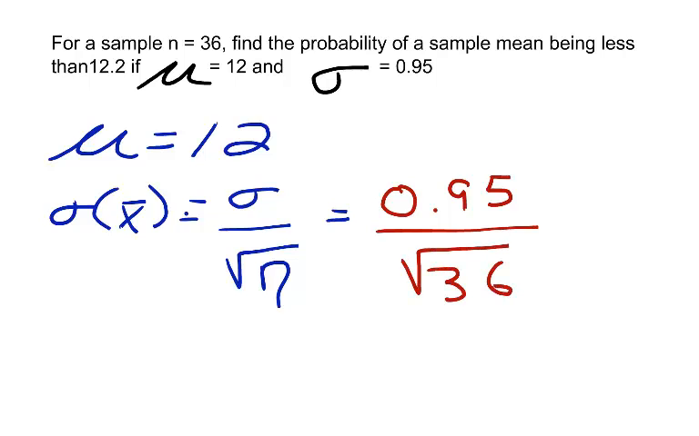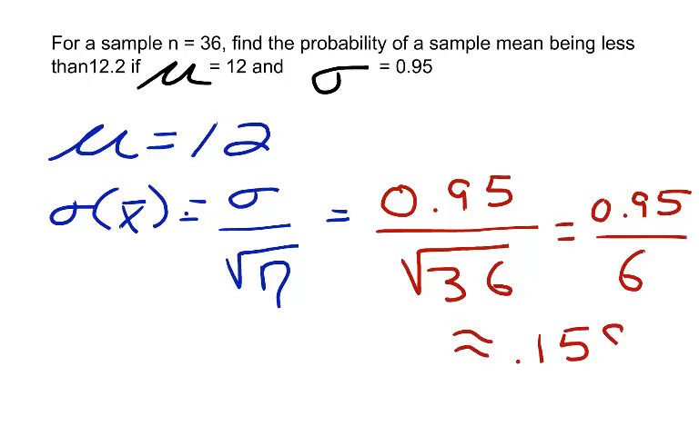Now let's work it out. 0.95 divided by 6, which is the square root of 36, equals 0.158. This is our standard error.